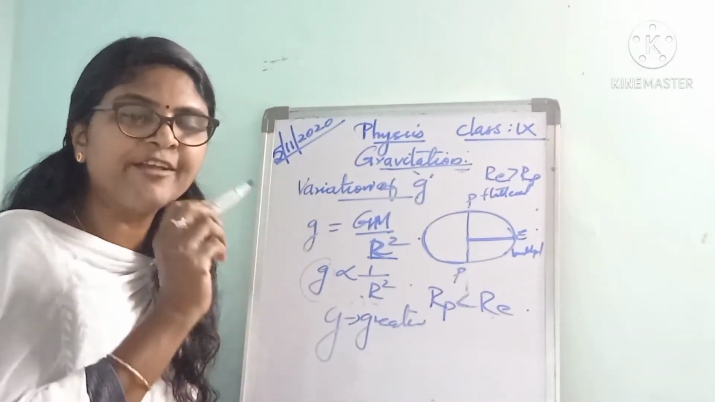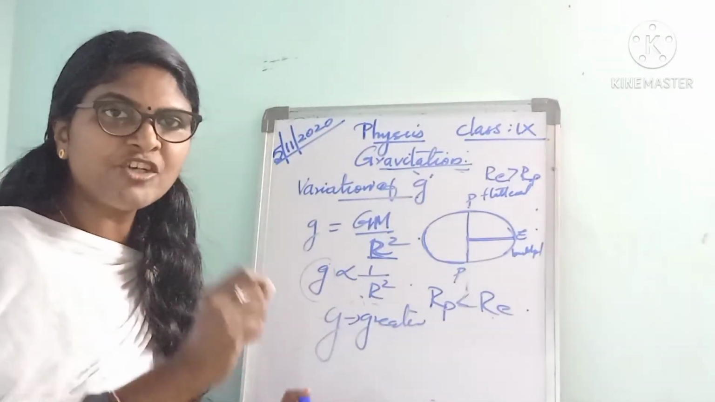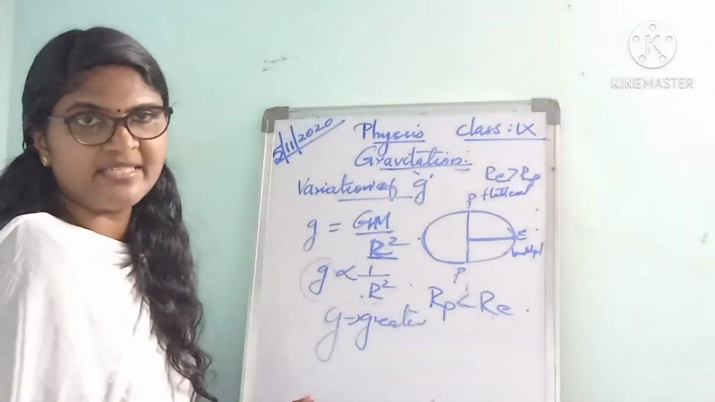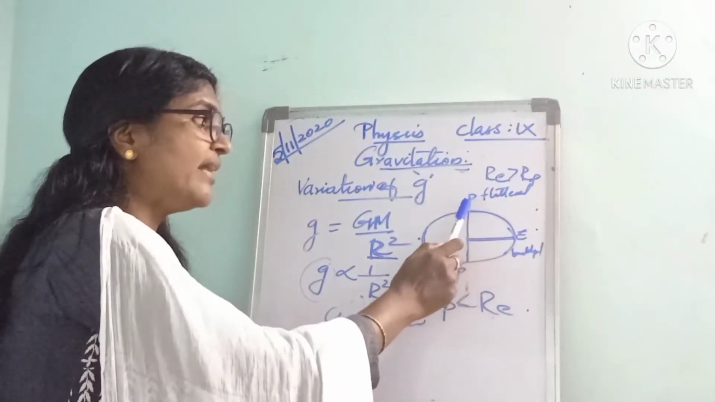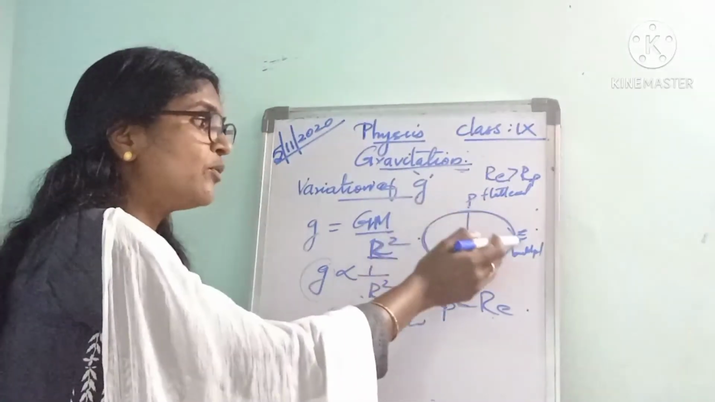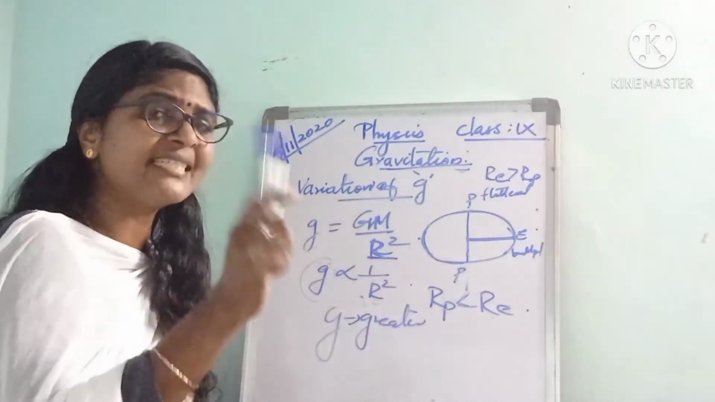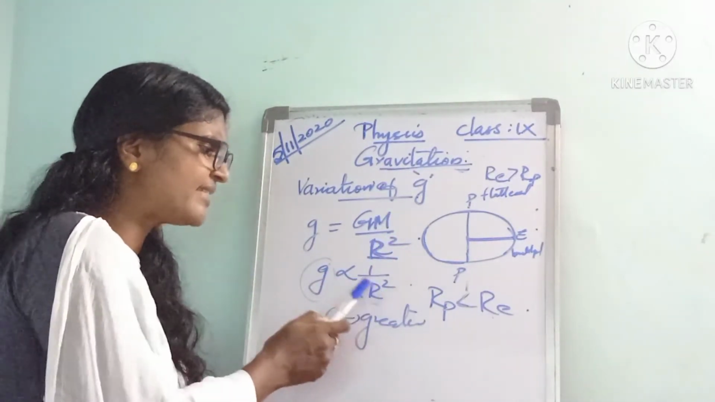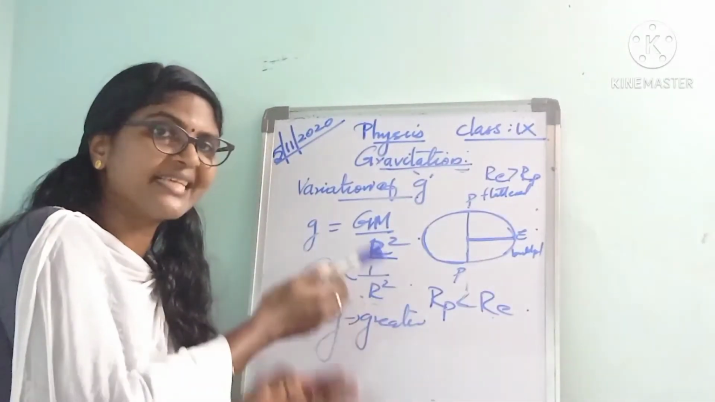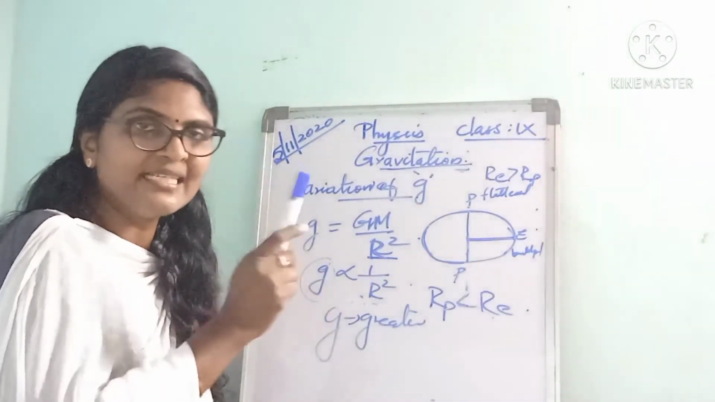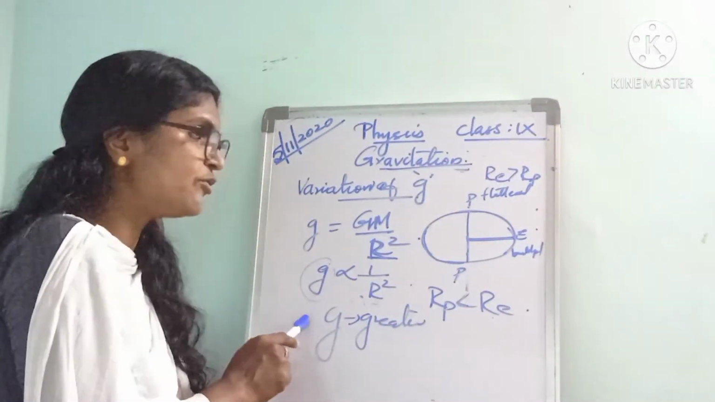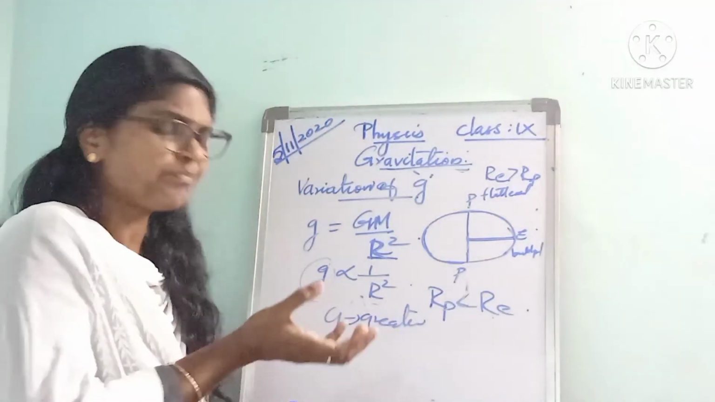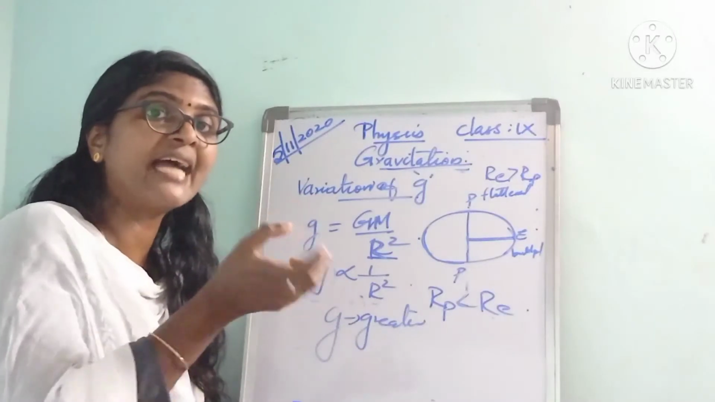Since the polar radius is less than the equatorial radius, the value of acceleration due to gravity is greater at the poles than at the equator. The earth is not a perfect sphere; it is flattened at the poles and bulged at the equator. So as radius increases, g decreases, or as radius decreases, the value of g increases. Since the polar radius is less than the equatorial radius, the acceleration due to gravity is greater at the poles and minimum at the equator.